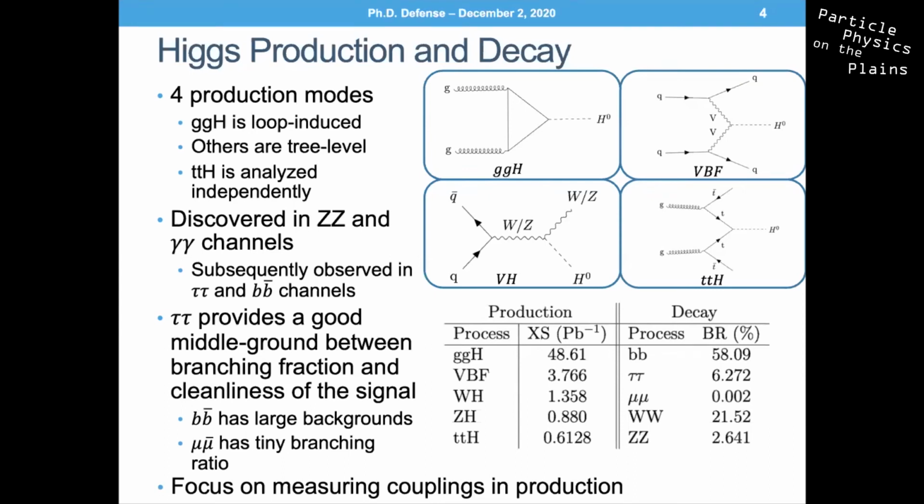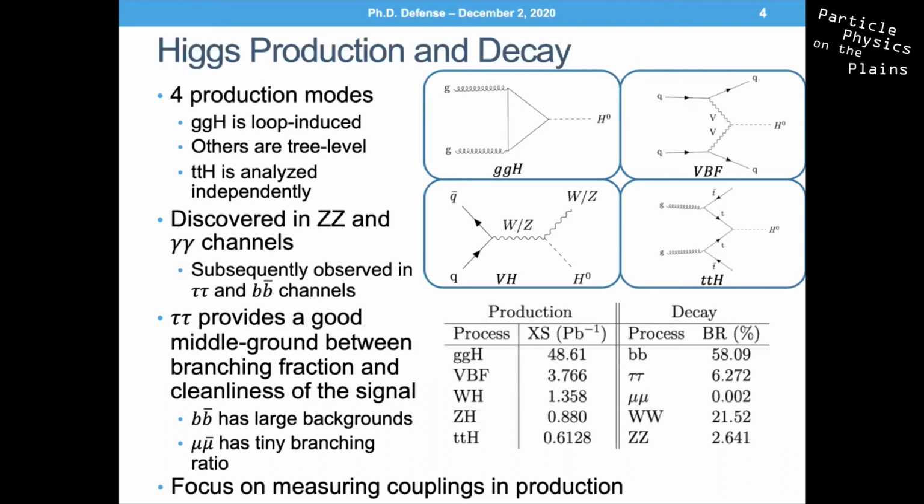Then moving to the decay side. So the Higgs was discovered in the ZZ and diphoton channels. And since then, since 2012, it's been observed also in the di-tau and the BB bar channels. So we've observed the Higgs decaying to all these different channels. And for this analysis, we use the di-tau channel.